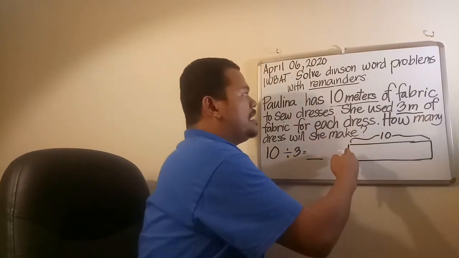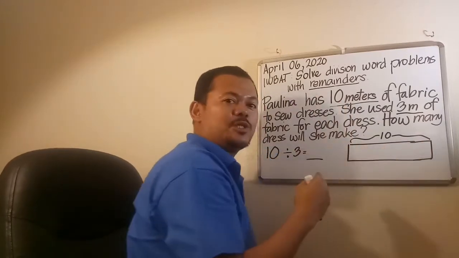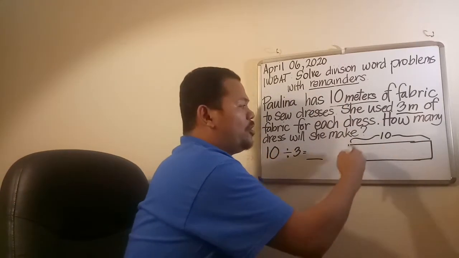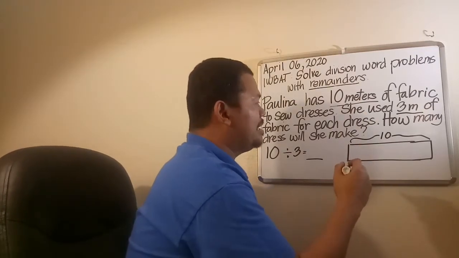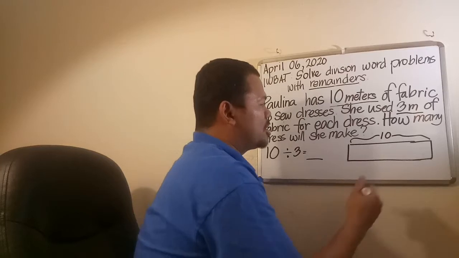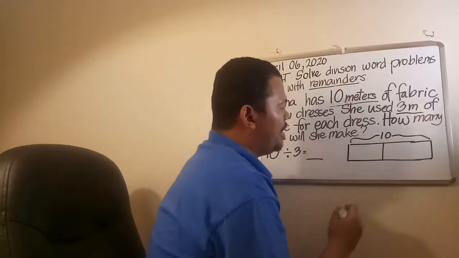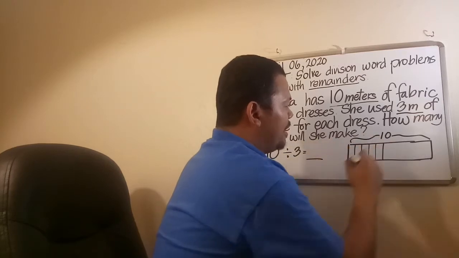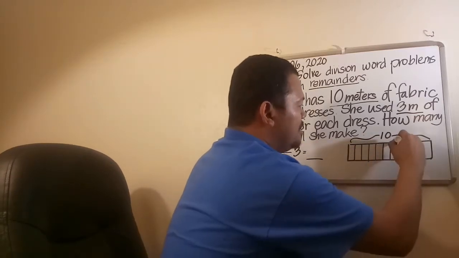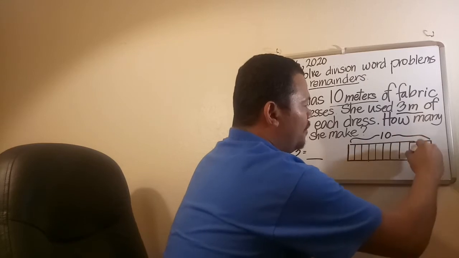And we are going to divide this into 10 equal parts so that we can find out how many 3 meters are there in 10 meters. Okay? So let's try to divide this into 10 equal parts. Okay. So we got here 1, 2, 3, 4, and 5. 1, 2, 3, 4, and 5.